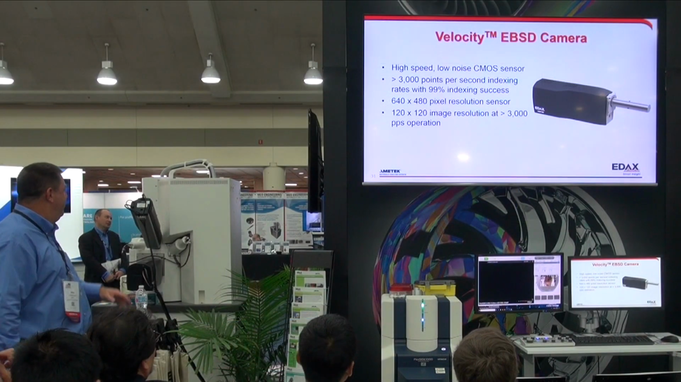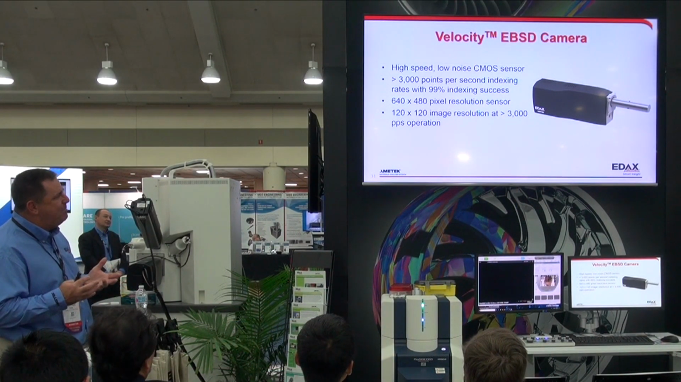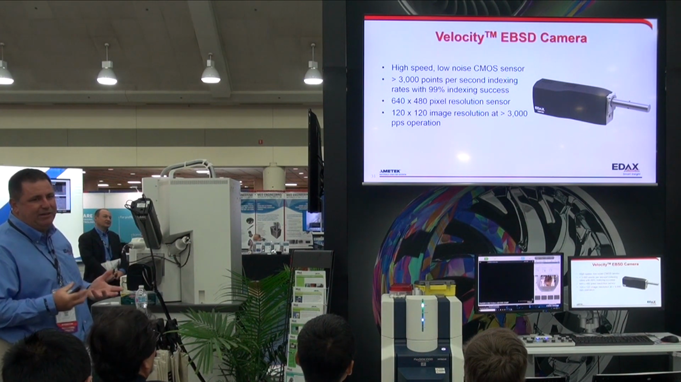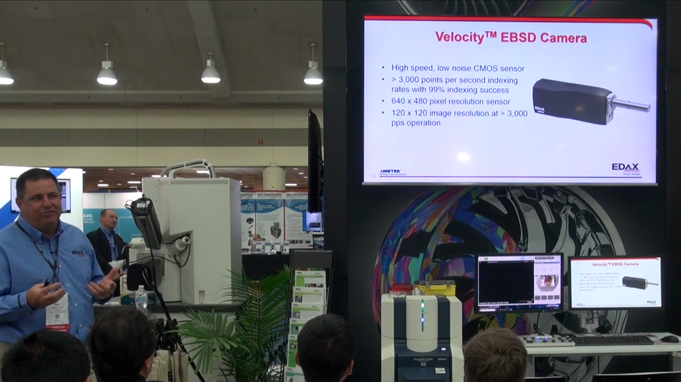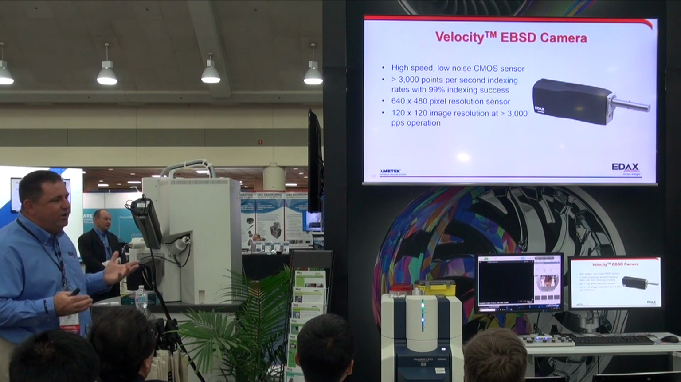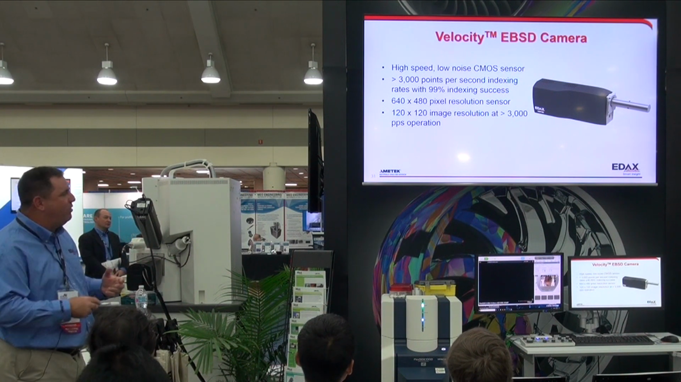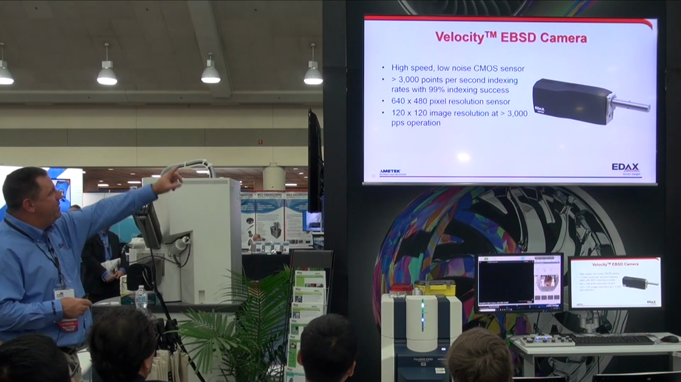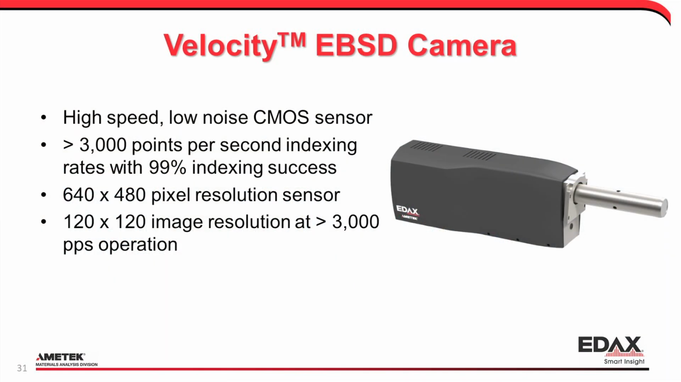And so that's where we've introduced what we call our velocity camera. The backbone of this camera is this high-speed, low-noise CMOS sensor that allows us to get greater than 3,000 index points per second while still hitting a 99% indexing success rate. That's sort of our target. We do this with a sensor that's 640 by 480 pixels, but we operate at 120 by 120 pixel resolution images for that 3,000 points per second.